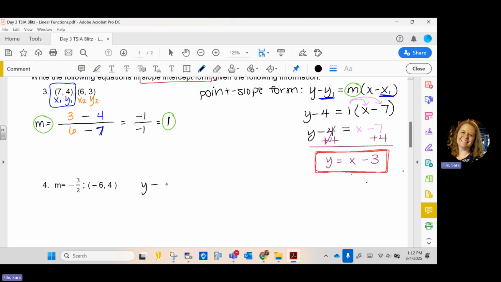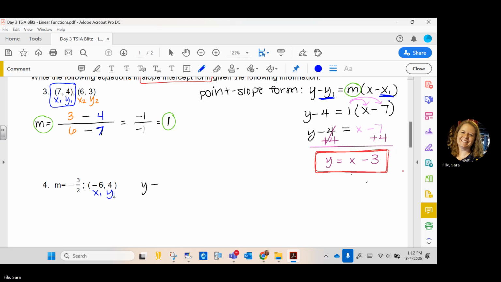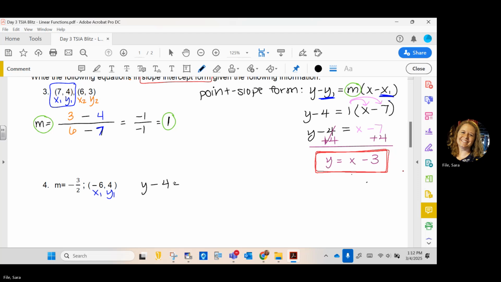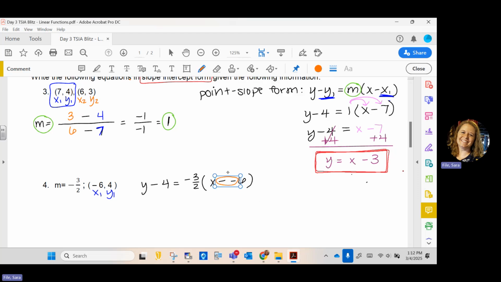Okay, my y1, if you want to label it over here again, you can. This is x1, y1. So my y1 is 4. My slope is -3/2. X minus, and then x1 is -6. Notice how I have a minus from the equation. Okay, there's a minus in the equation there, and then I plug in a negative. What happens when you have minus a negative? That becomes a plus. So that's x plus 6.